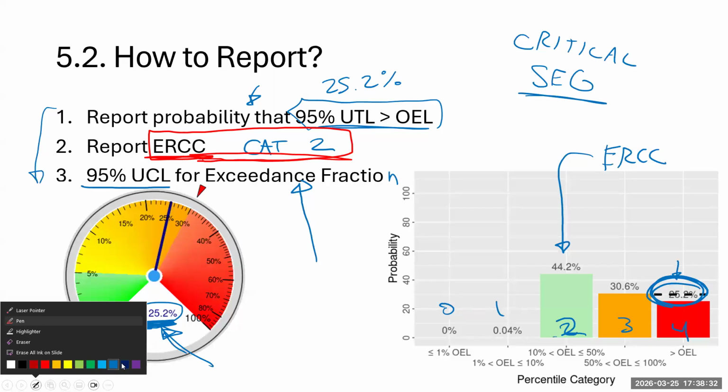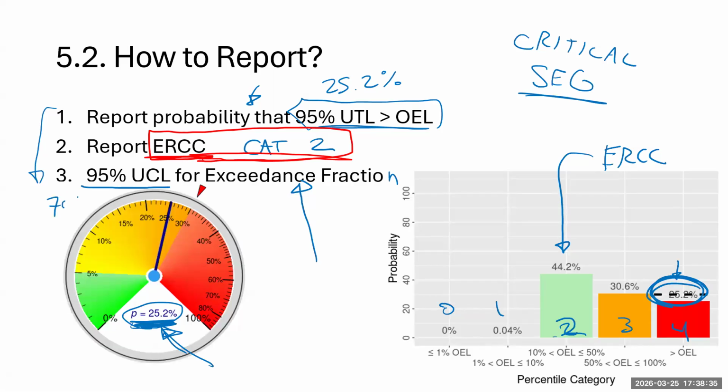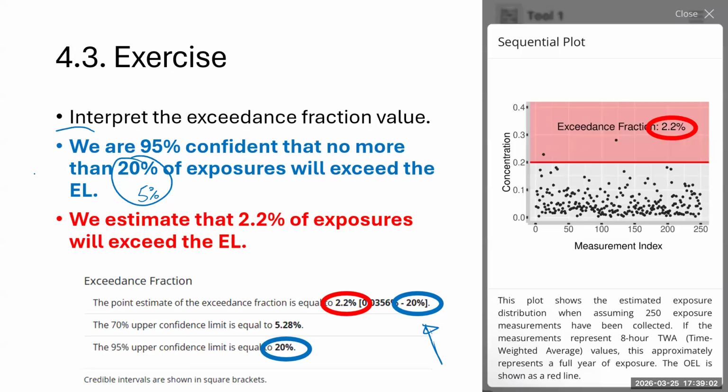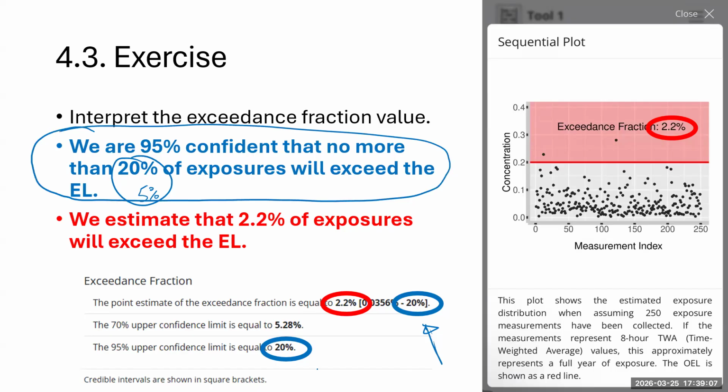You could, like I mentioned before, do the 70% or what Expo Stats calls the point estimate, or it's really a 50%. I don't have the example of that here, but what we would say is, we're 95% confident that no more than blank. I'll go back a little bit. This right here. We're 95% confident that no more than 20% of exposures will exceed the exposure limit.